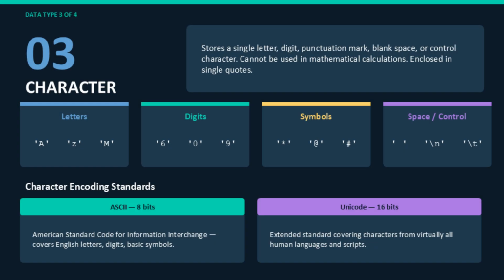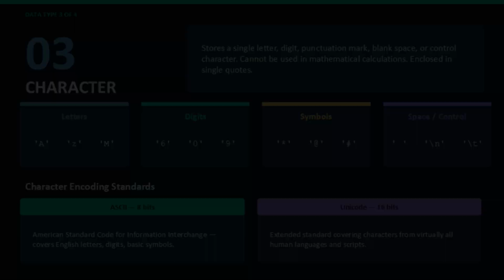The next data type is character. A character stores only a single letter, digit, symbol, blank space, or control character, and is always included in single quotation marks. Examples include 'A', 'C', and '@'. Characters are encoded using standards such as ASCII, which uses 8 bits, and Unicode, which uses 16 bits, allowing computers to represent text from many different languages.